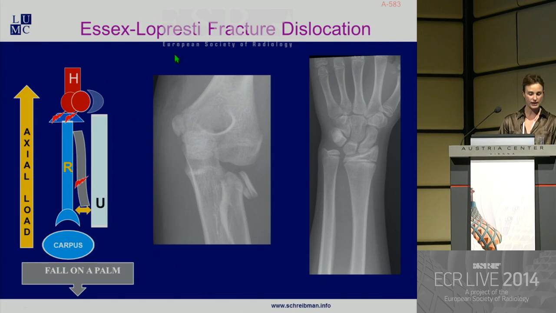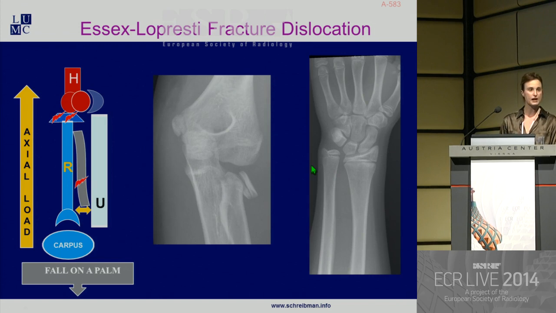So in this case, I think the take-home point is, when we make an X-ray and we see a dislocation of the radius and the ulna, of course it can still be an isolated dislocation of the radioulnar joint, but always try to think of associated fractures, like for example the fracture in the Galeazzi and Essex-Lopresti fracture dislocation.